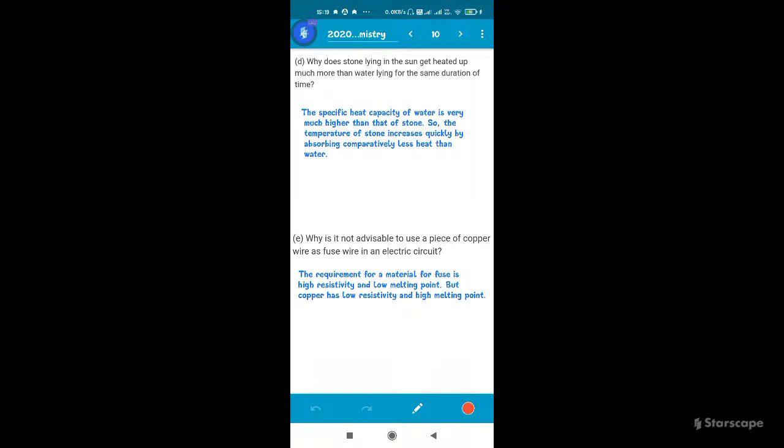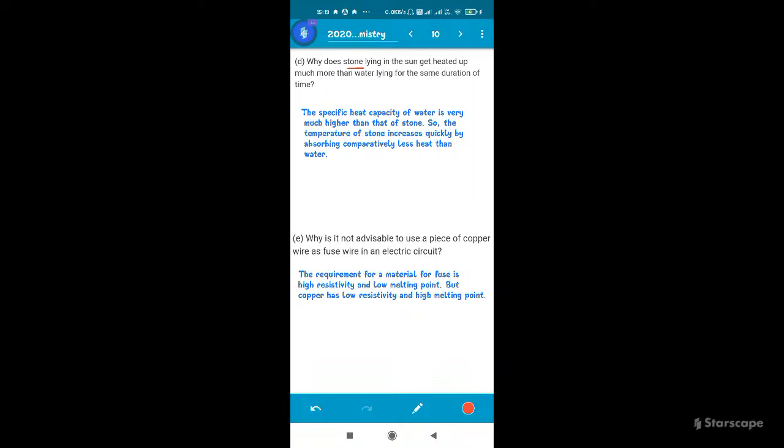So what has been said, let's see. The specific heat capacity of water is very much higher than that of stone. Even in this question, in place of stone, if we had sand, we could have written the same explanation. So because of this high specific heat capacity, water will require a long time to heat up to the same extent as compared to stone. But stone will get heated up quickly.